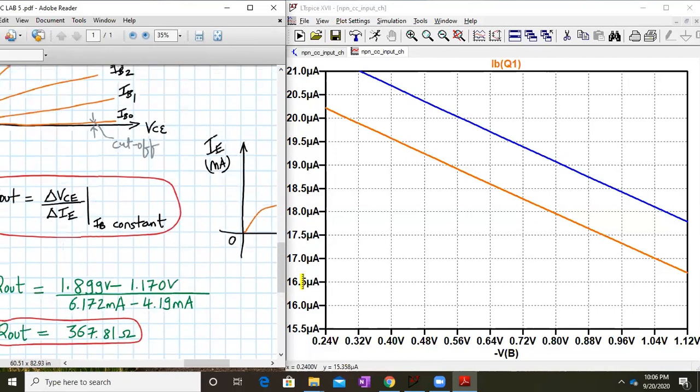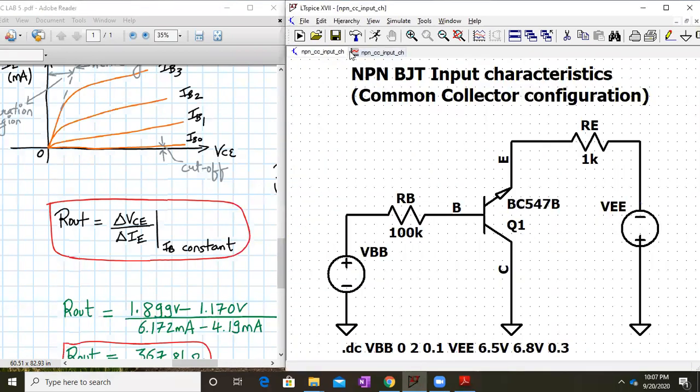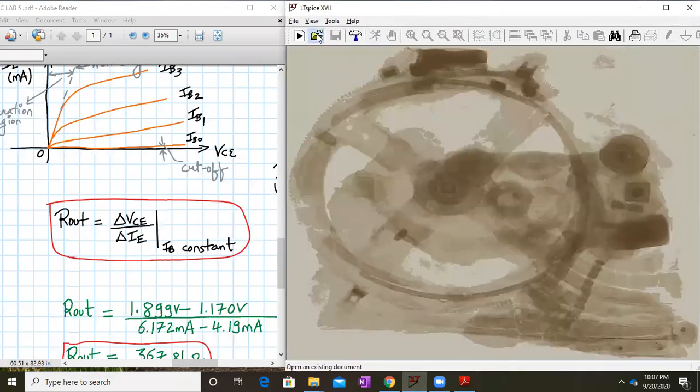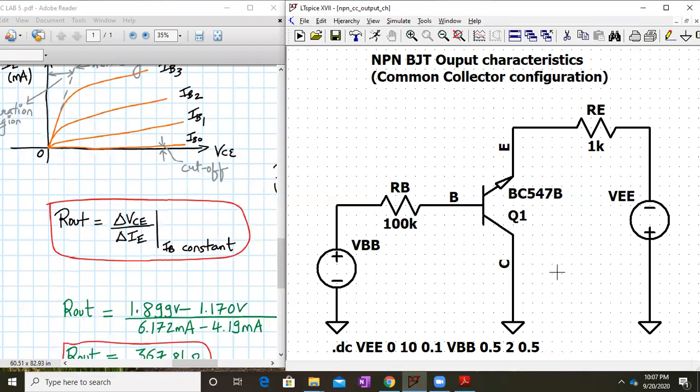Okay, sorry. Now we'll go to the output characteristics. So now we are ready to determine the output impedance from the output characteristics. Let me close this and open the circuit schematic for the common collector output characteristics. Okay, so this is my schematic.